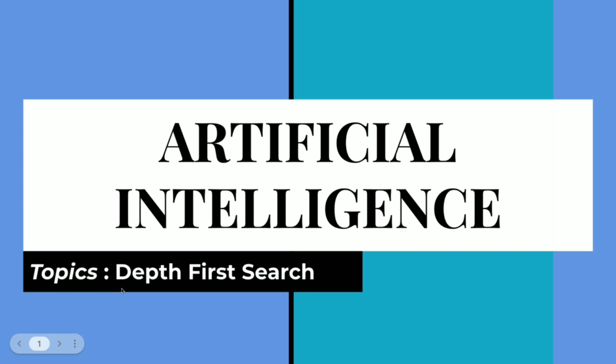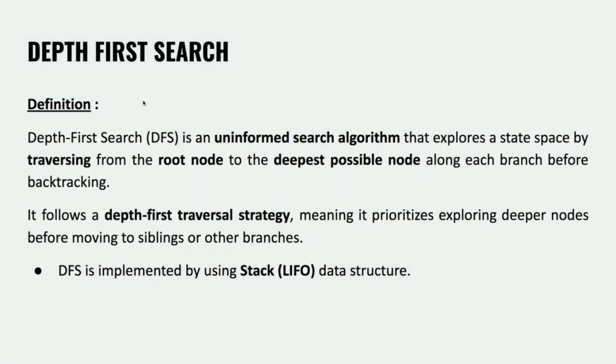So in this video, we will be going through depth first search technique. So let's start. Depth first search. DFS is an uninformed search algorithm that explores a state space by traversing from the root node to the deepest possible node along each branch before backtracking. It follows a depth first traversal strategy, meaning it prioritizes exploring deeper nodes before moving to siblings or other branches. DFS is implemented by using stack, that is last in first out, or LIFO data structure.